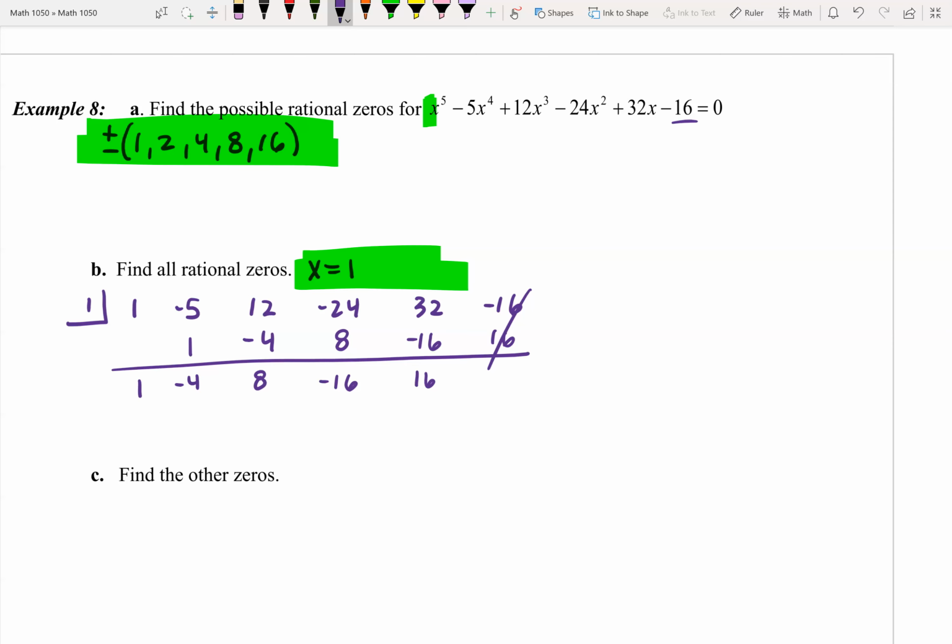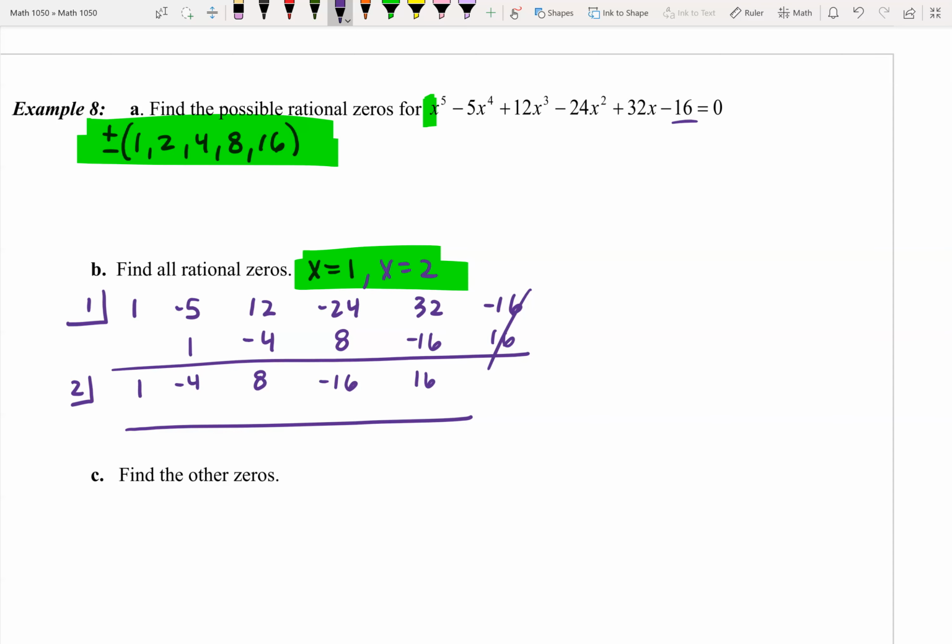Okay, let's do negative 1. Negative 1, store, enter, up, up, enter, doesn't work. 2, store, enter, up, enter, and it works. So right there beside x equals 1, I'm going to write x equals 2. They're both rational. Put a 2 right here.